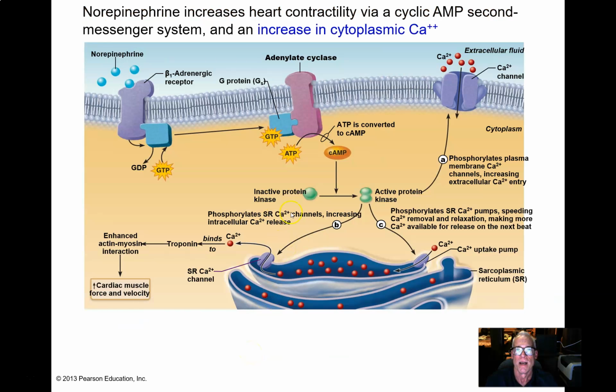All right, here's a little cartoon. We've seen this exact cartoon before, showing the second messenger signaling that's initiated by the hormone epinephrine and the neurotransmitter norepinephrine. Actually, norepinephrine is also a hormone when it comes from the adrenal medulla.